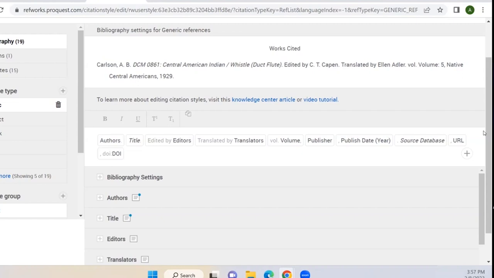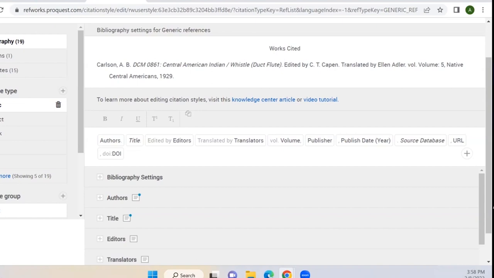Okay? Since it's locked, I cannot edit any new information. It should be, you can. Fill up the blanks, then it will show you the citations. And also there are video tutorials on how to use this.